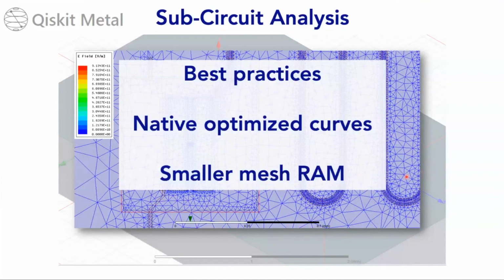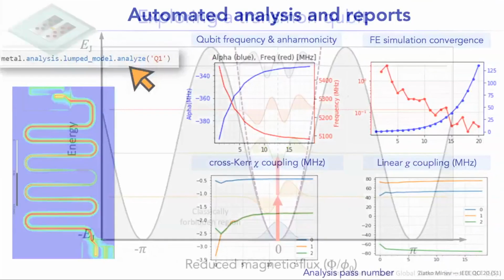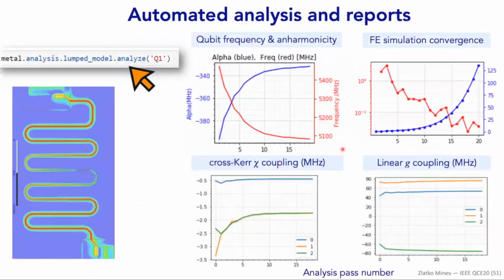Once you do that simulation, you can use one of these quantization approaches to extract its Hamiltonian, to diagonalize that Hamiltonian to extract its properties. And again, that's something that is just a function you call in Metal. Thomas will get into the details of how that works, but here's an example. And from that, Metal creates these automated reports for you.